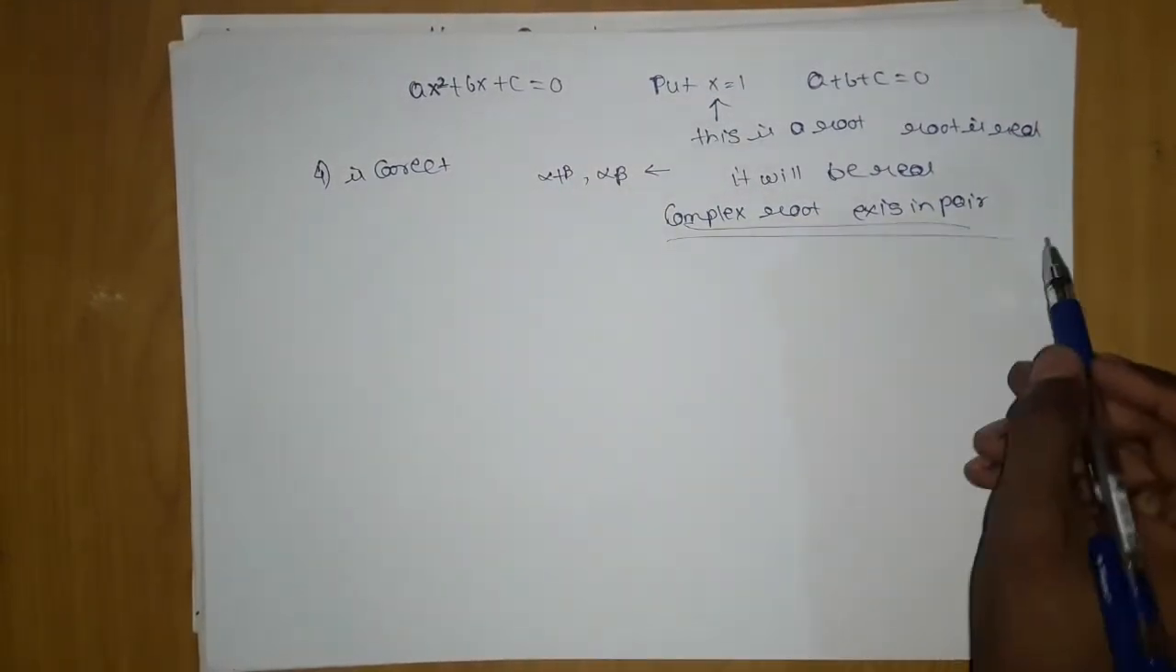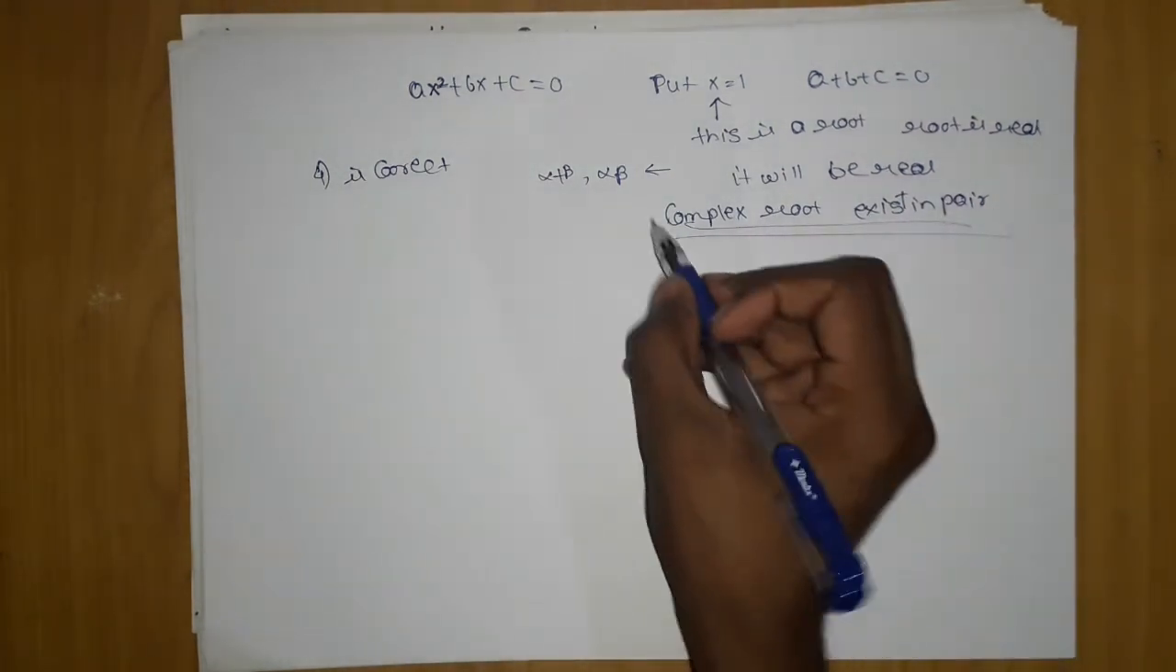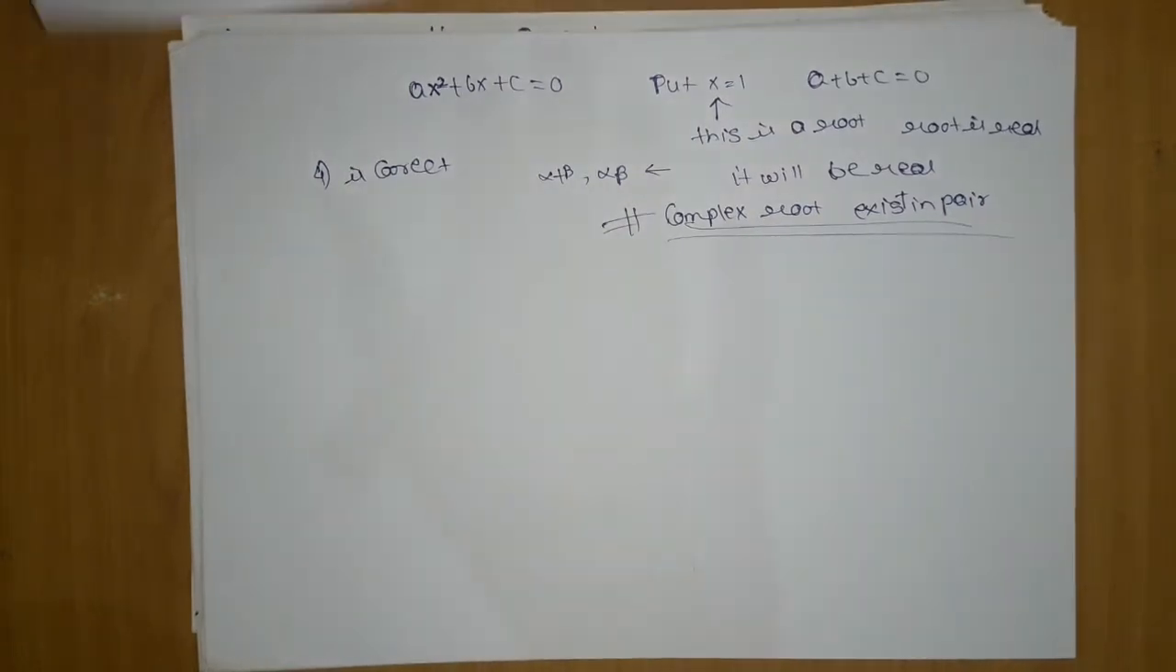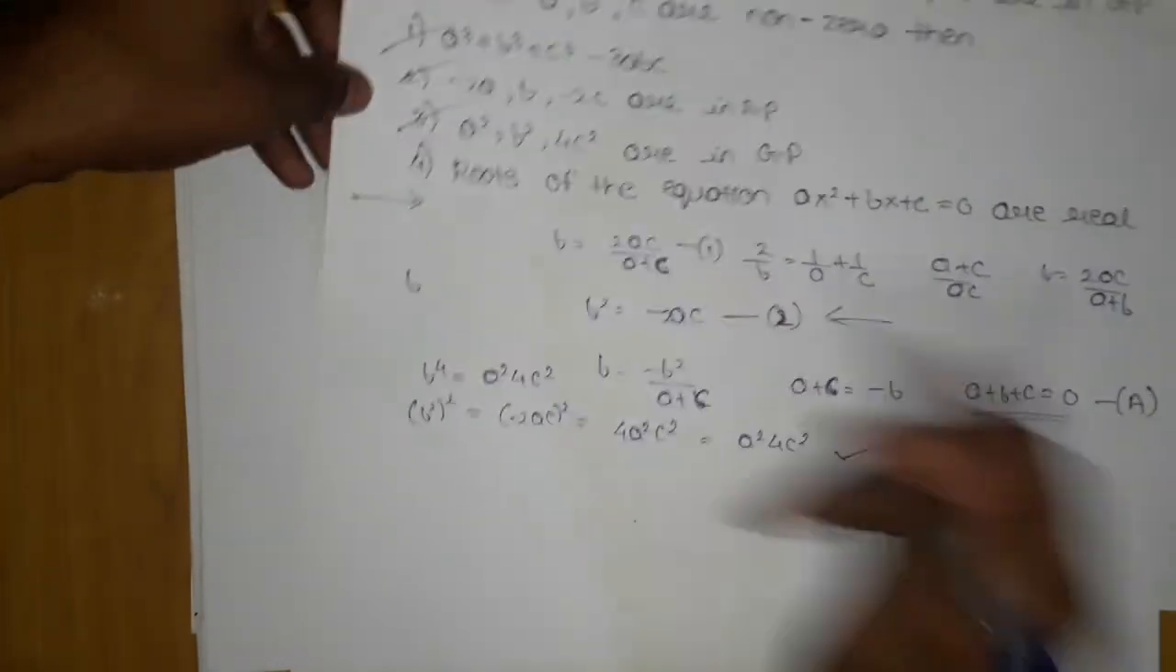This thing is told in quadratics, I have told this trick 1000 times. Complex roots exist in pairs, and since one root is real, the other root will surely be real, whether it be rational or irrational doesn't matter. Okay, so now let's move on to the next problem. All four are correct.